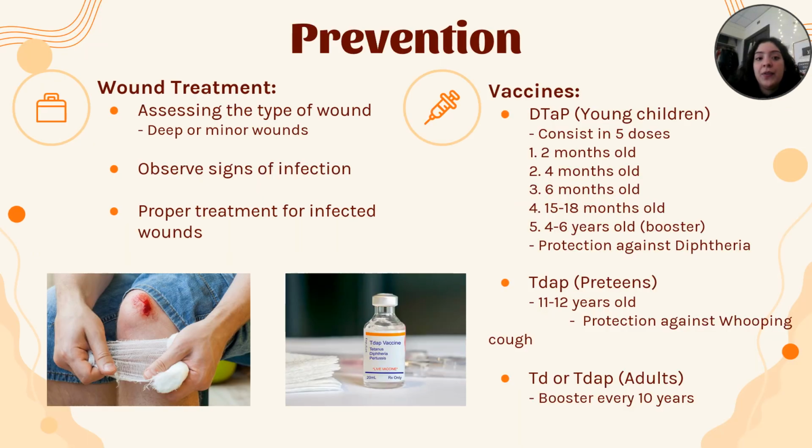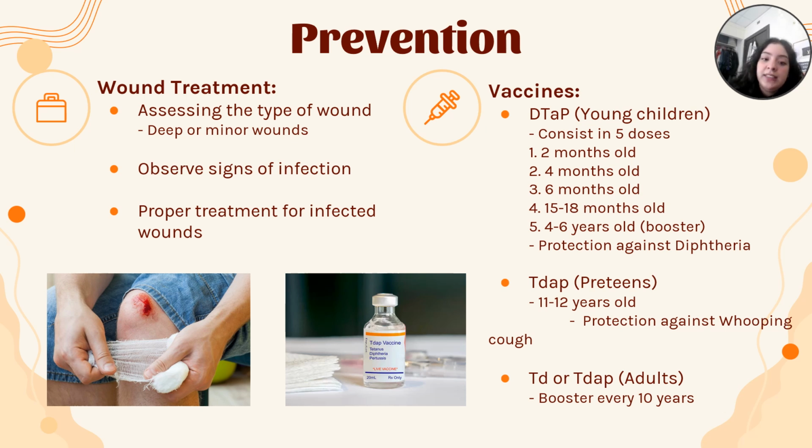So, for prevention, the CDC suggests two ways of prevention, which are wound treatment and vaccines. There are actually two types of vaccines that tetanus has, which are the active immunization and the passive immunization. For this slide, I'm just going to talk about the active immunization vaccines, but in the next slide, I'm going to talk about the passive immunization vaccine. But before that, let's talk about wound treatment.